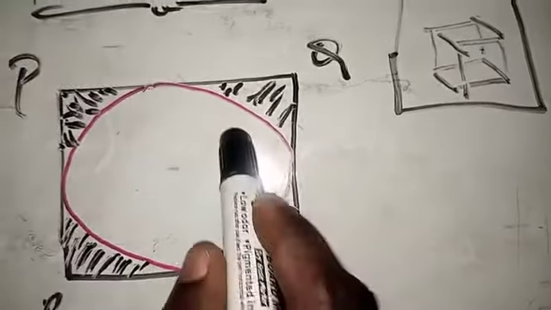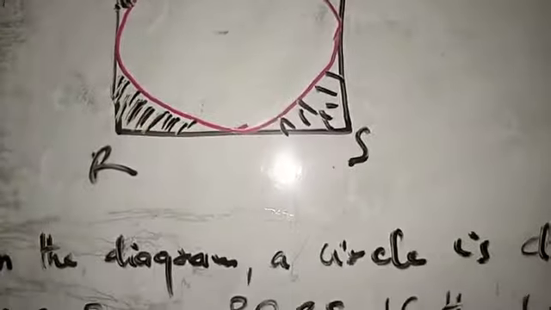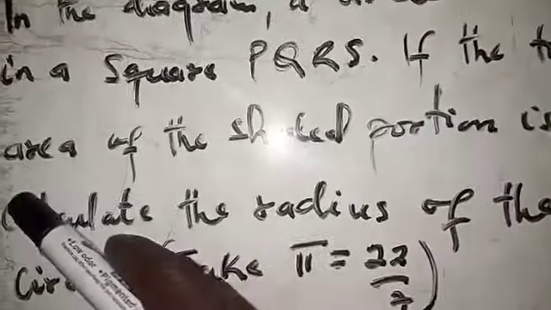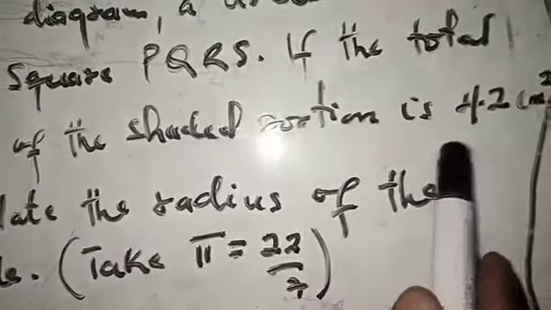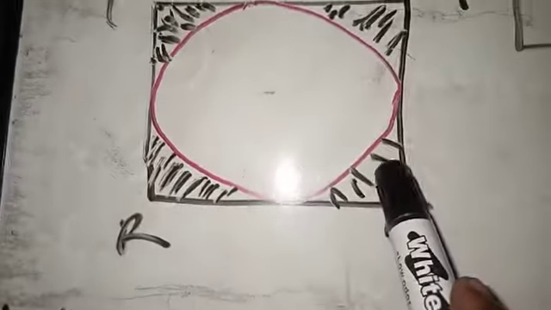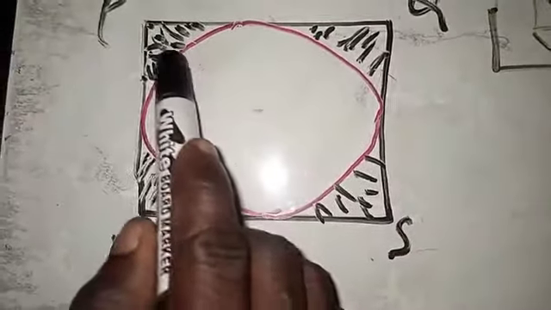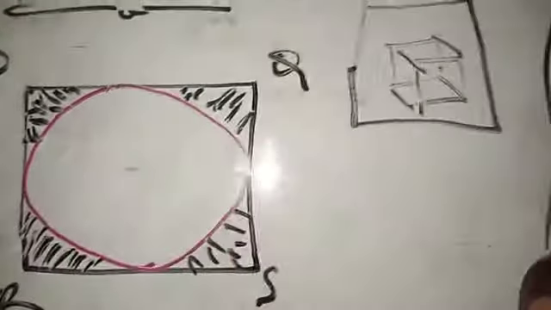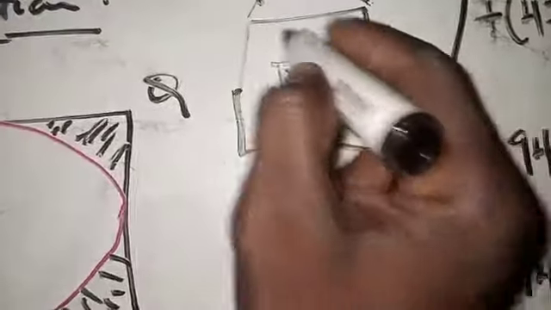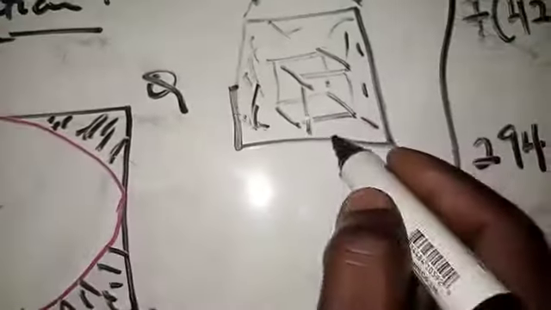The circle has taken a space out of the square here. Now let's look at what they are trying to tell us to find out. They say the total area of the shaded portion is 42 squared centimeters. The total area of the shaded portion, this portion here, is the space that the wardrobe has taken. And then the rest of the space left behind is the remaining aspect of the room, the free space that we have in the room.